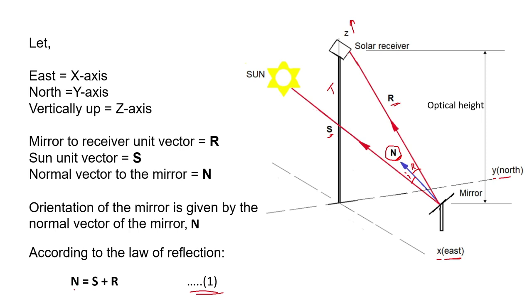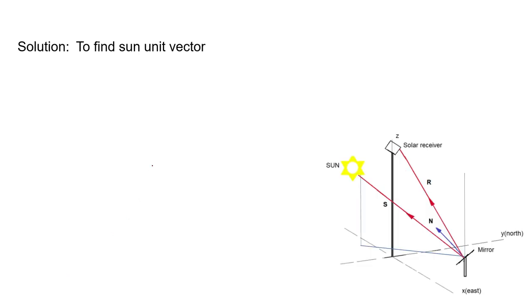So to find the normal vector to the mirror, we have to basically find the sun unit vector and the mirror to the receiver unit vector. If we could find these two, we will be able to find the normal to the mirror, and hence we will be able to find the orientation of the mirror, which is the purpose of this problem. So first let's find the sun unit vector. Okay, sun unit vector.